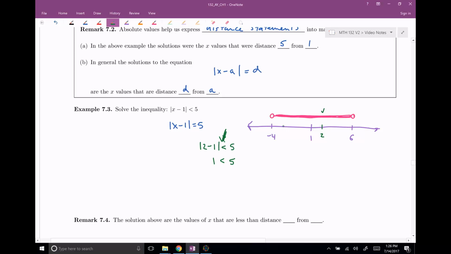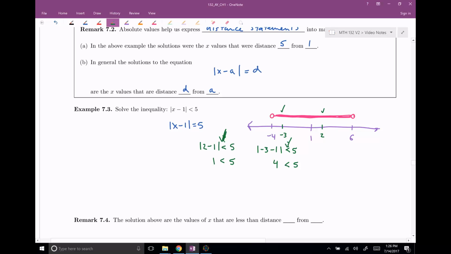Let's try another one. Let's try -3. There's -3. Let's plug this into my inequality. So I get -3 minus 1 inside of my absolute value. Is this less than 5? Well, that's going to be -3 minus 1, which is -4, but it's inside of an absolute value. So the absolute value of -4 is 4. Is 4 less than 5? Absolutely. So this one works out.